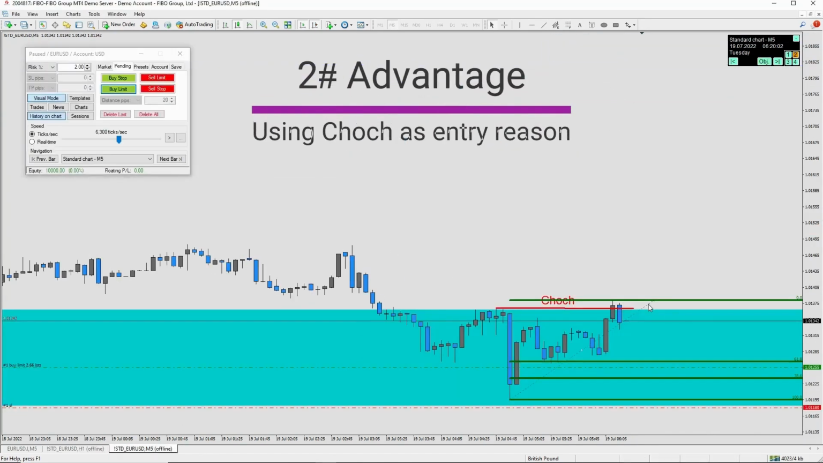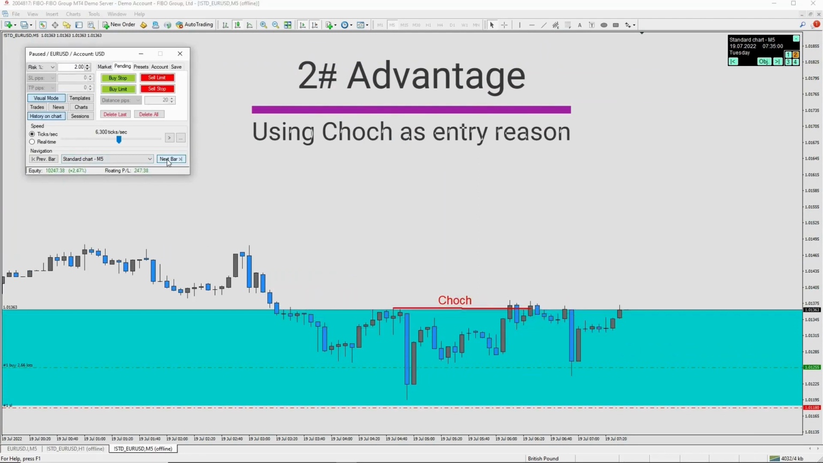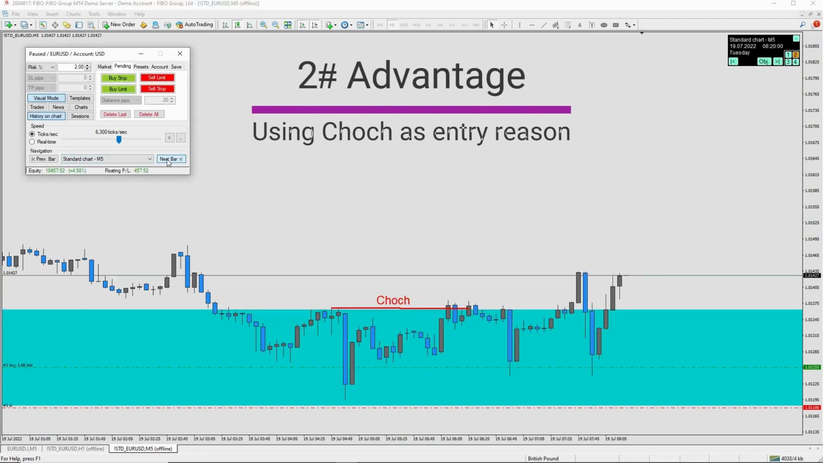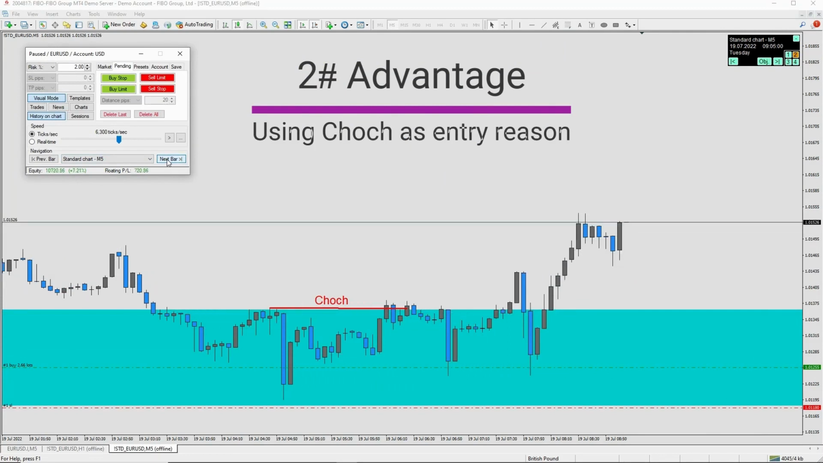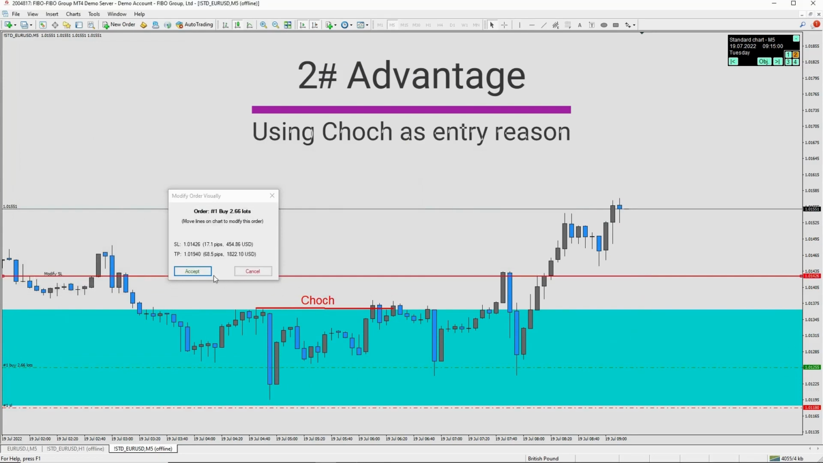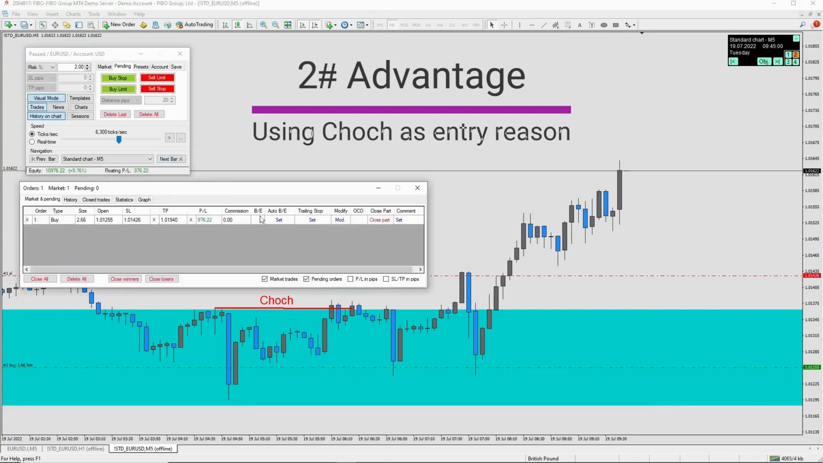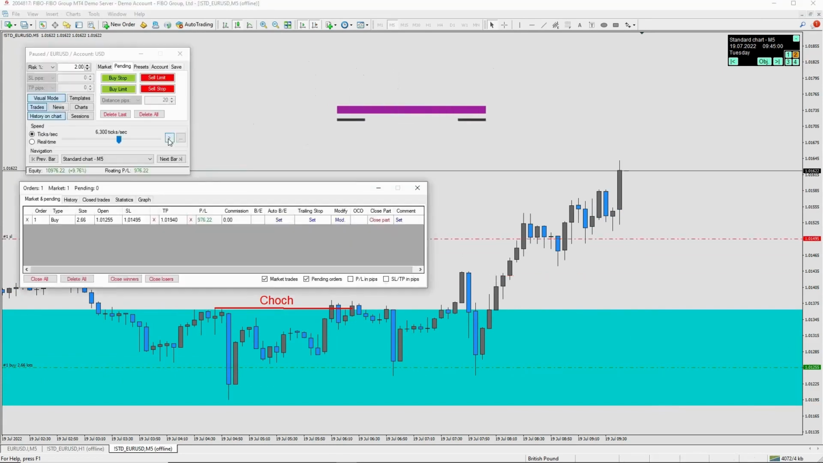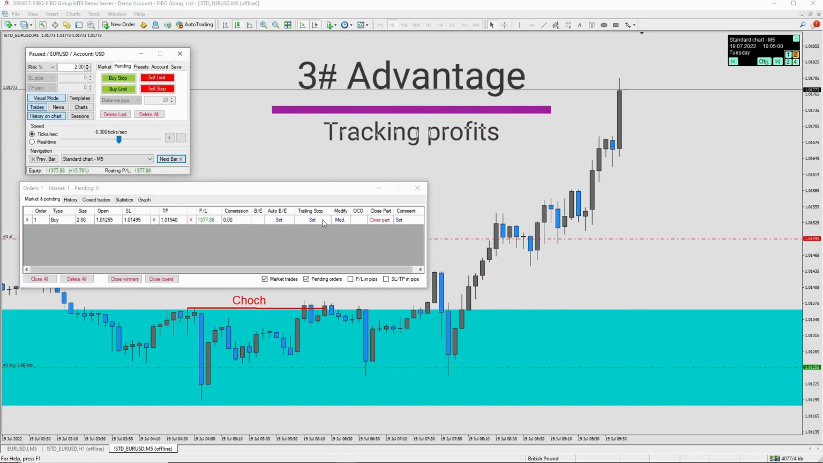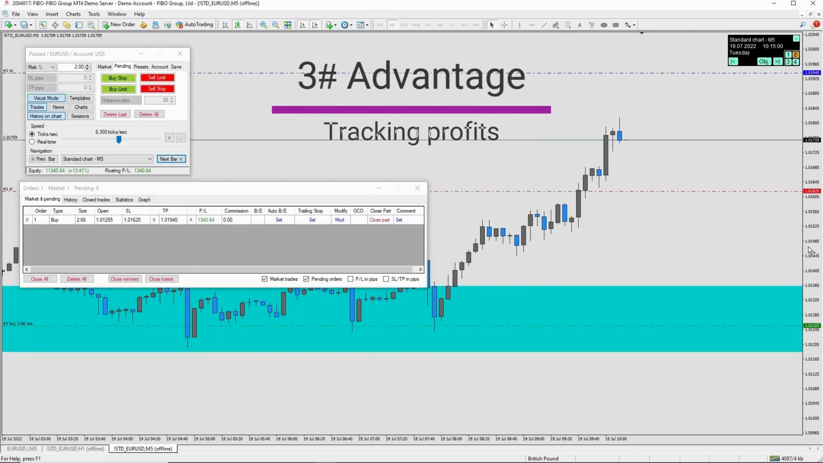The second advantage of this strategy is using the change of character concept as an entry reason, which can save you from losses many times. Sometimes, the market ignores the order blocks, which happens when the other side is highly in control. So a change of character in lower time frames as an entry reason is helpful to not enter the losing trades.